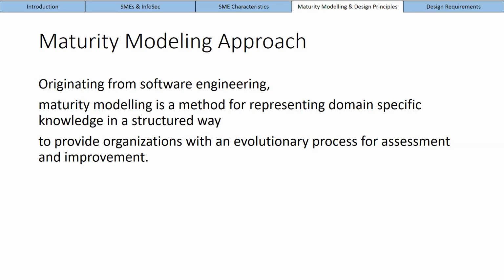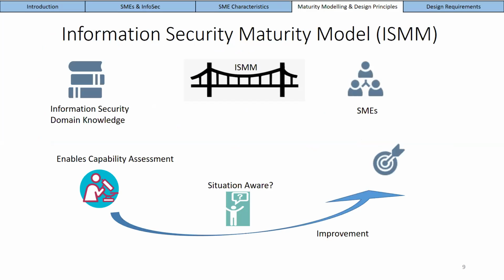So about the maturity modeling approach, it originates from software engineering and dates back to the 1990s, and it's a method for representing domain-specific knowledge in a structured way to provide organizations with an evolutionary process for assessment and improvement. If we visualize this, we have the information security domain knowledge and the SMEs or any kind of organization, and there is a gap in between. So one way to bridge this gap could be the usage of information security maturity models.